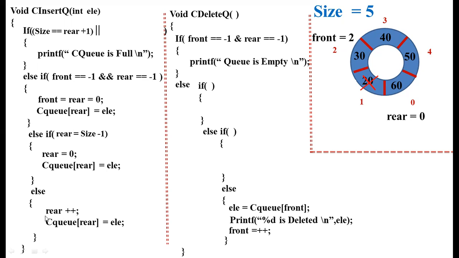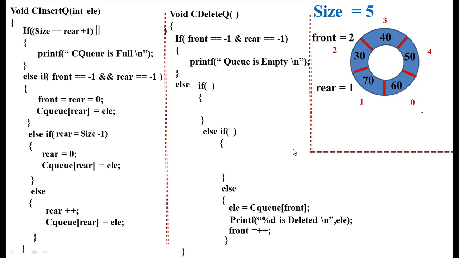So it will come to this else block. Rear plus plus. What will it do? It will increment the rear value, so the rear value becomes 1. Then the element will be placed here, so 70 will be placed here. So this is how we can place it.